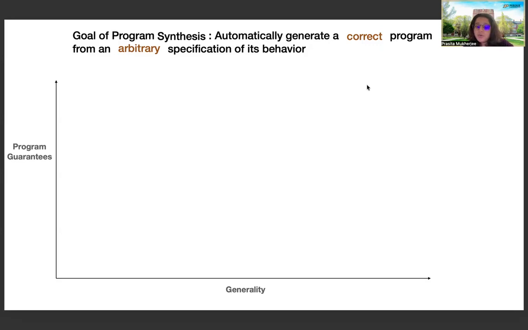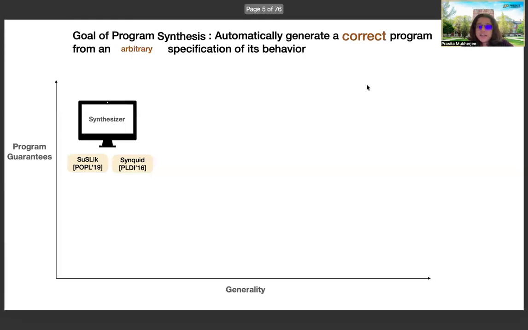Now, when it comes to deductive synthesizers like Suslike and Synquid, they tend to be around this area of the graph. That is, they will automatically generate a correct by construction program, that is, a program that is fully functionally verified. But the range of specifications that they can support is quite limited. And they internally tend to use automated theorem provers like Z3 and CVC5 to generate these correct by construction programs. Now, LLMs these days are quite common owing to the large search space.